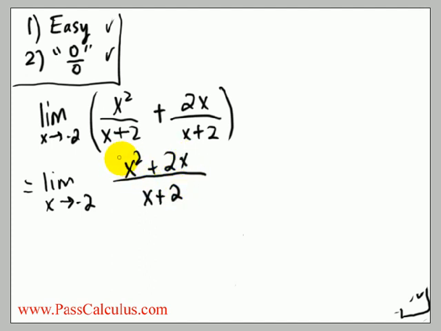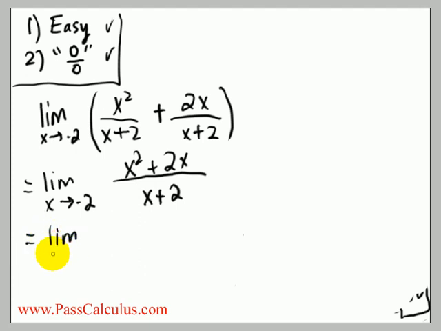And now it's kind of looking like it was before, right? When I put -2 into the bottom, I get 0. And when I put -2 into the top, I get 4 plus -4, which is also 0. So this is of type 2, 0 over 0. So maybe I should try to factor it.